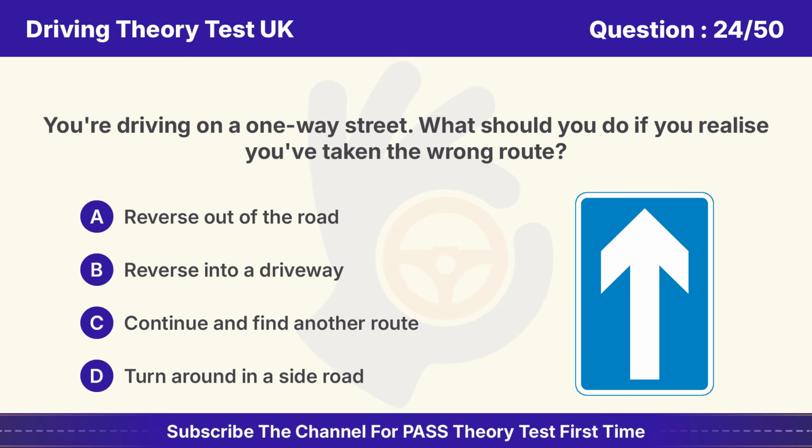Question 24. You're driving on a one-way street. What should you do if you realize you've taken the wrong route? Option A. Reverse out of the road. B. Reverse into a driveway. C. Continue and find another route. D. Turn around in a side road.